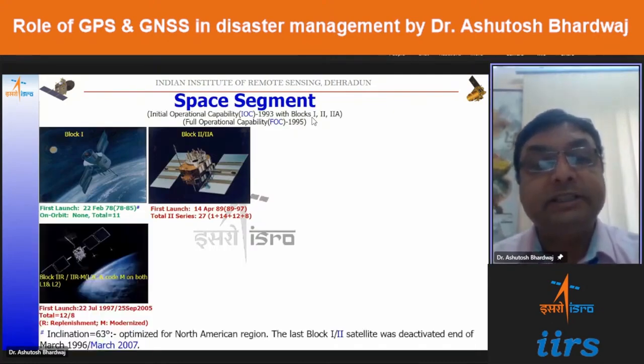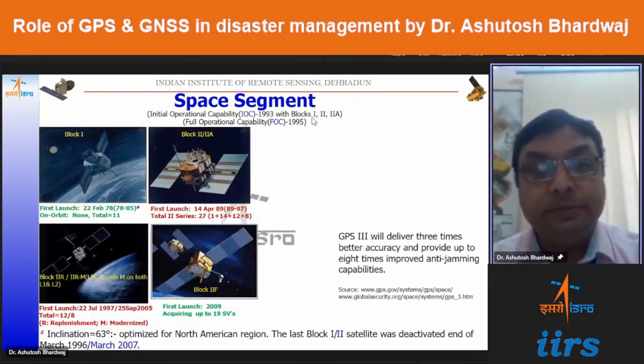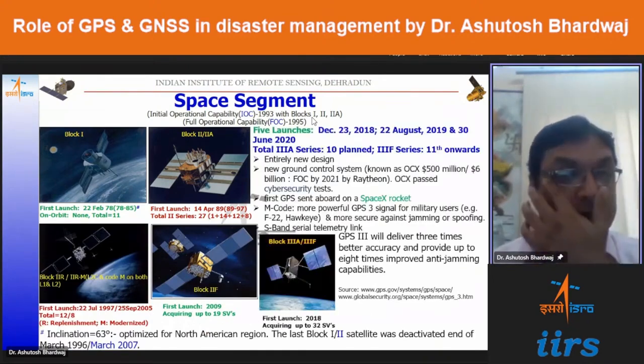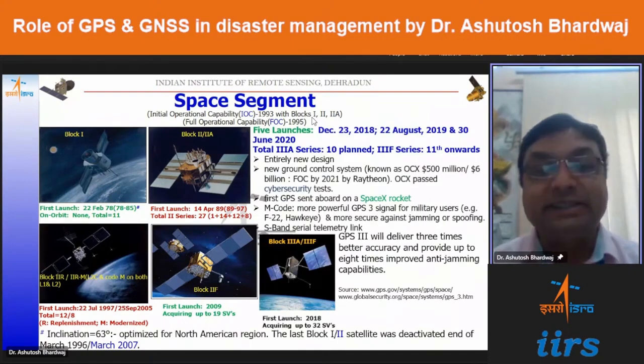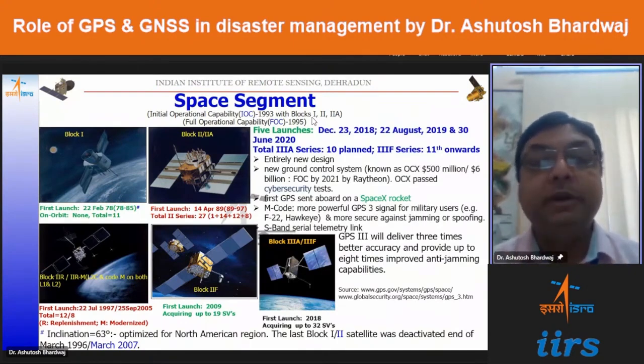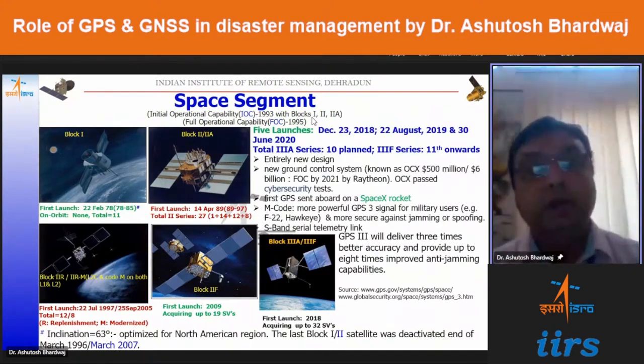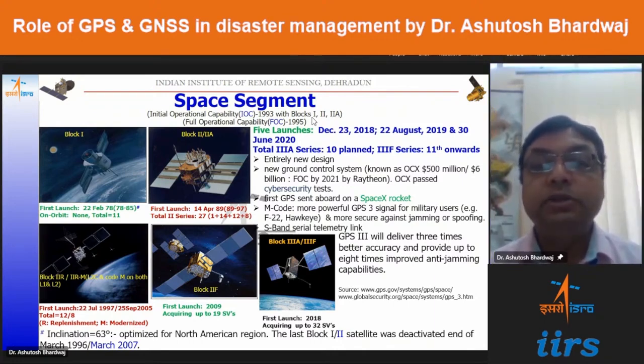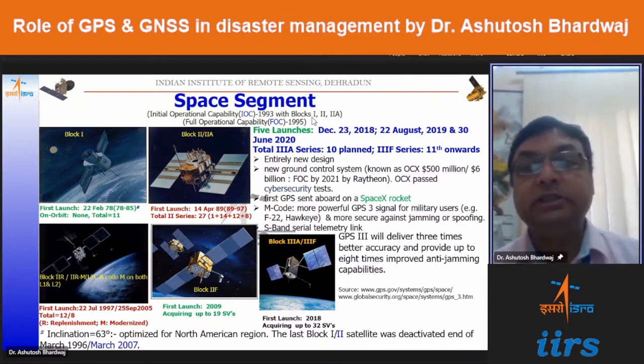Different generation of satellites has been launched in the GPS because the entire satellite navigation we look in terms of three different segments. One is the ground segment, which includes the ground stations, uplink stations, and then the space-based segment, which includes the satellites. And then there is a user segment. So we all are part of the user segment because we use the services.